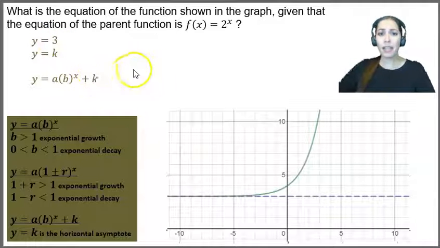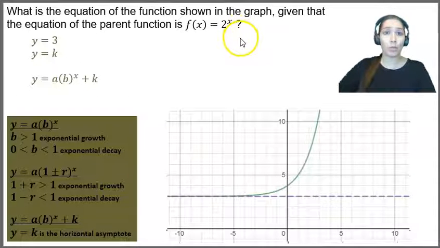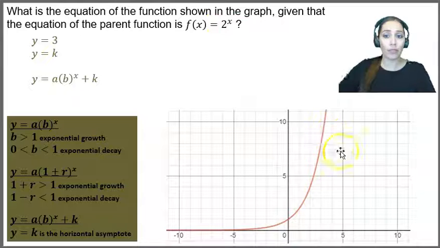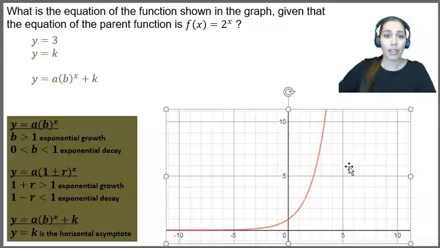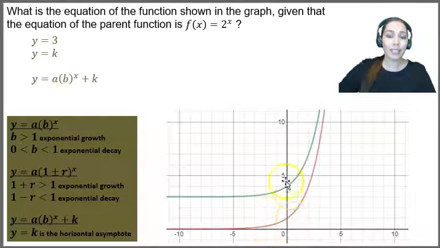3. Now, they did tell me that the parent function is f of x equals 2 to the x power. That's what this problem looks like before you do any kind of translational shifts, any stretches, compressions, or flips, anything like that. So I'm going to go ahead and show you what that looks like. This is the function f of x equals 2 to the x. And if you graph them on the same axes as the equation that they gave me, you will see that they're exactly the same.